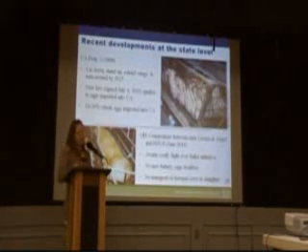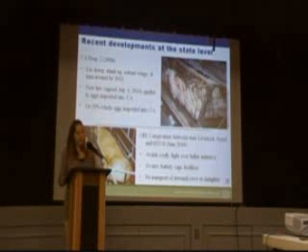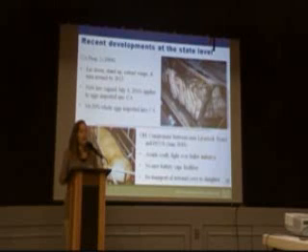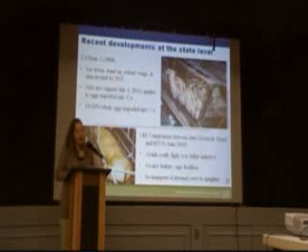So, some recent developments at the state level, which you may have heard of. In California, a couple of years ago, they had a referendum that says the animals should be able to lie down, stand up, extend their wings, and turn around. And that's by 2015. So they're going to be phasing out the facilities that are currently used.